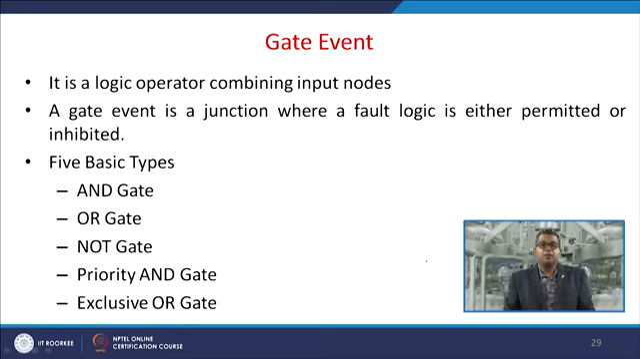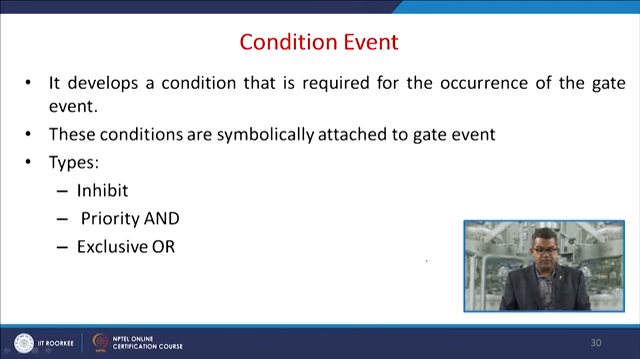Now, let us have a look at the gate event. This is the logic operator combining the input nodes. A gate event is a junction where a fault logic is either permitted or inhibited. So, there are only two options. Now, there are 5 basic types of gate events: AND gate, OR gate, NOT gate, priority AND gate, and exclusive OR gate.